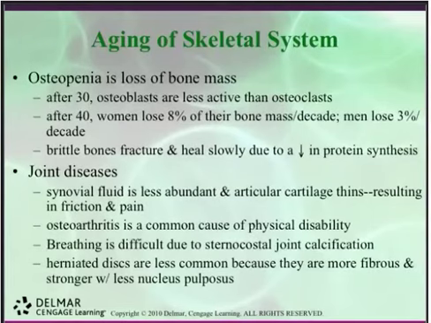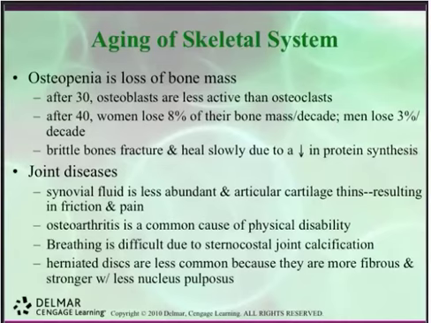Okay, as I'm sure you're aware, aging does not improve the function of the musculoskeletal system. Osteopenia often becomes evident as we age. After 30, osteoblasts are less active than osteoclasts, and after 40, women lose 8% of their bone mass per decade, while men lose 3%. The difference, again, testosterone. Brittle bones fracture and heal slowly due to a decrease in protein synthesis, and there are also associated joint disorders.